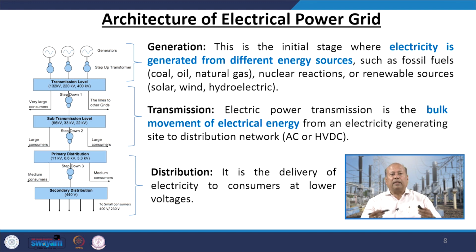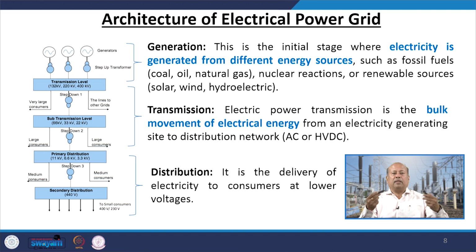Now, once we generate, that energy needs to reach my consumers through transmission and distribution systems. Let us focus on transmission systems. Electric power transmission is the bulk movement of electric energy. It is basically transporting electrical energy from the generating point, an electricity generating site, to a distribution network. Either it could be an AC system or an HVDC system. We'll talk in more detail about AC and HVDC in due course of time.